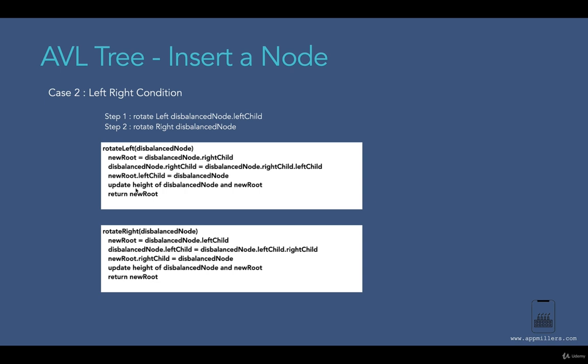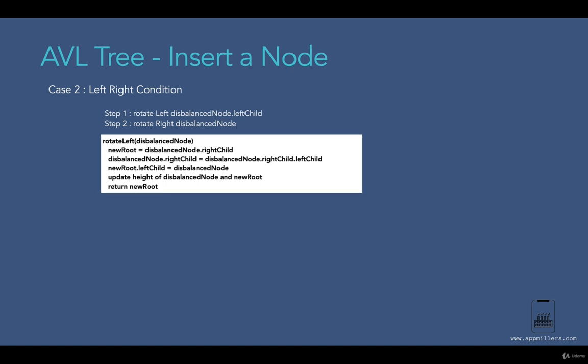So in this case, the first method is a pseudocode for the left rotation, and the second method is the pseudocode for the right rotation. So let's see how this is working in practice. So here, for example, let's say we have this balanced node like this.